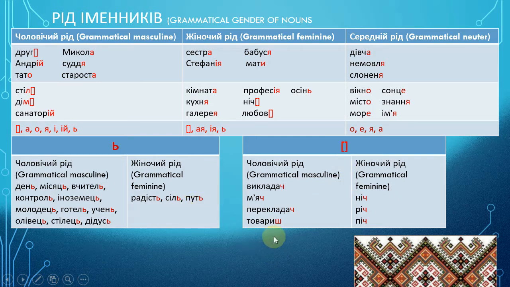And no ending. Grammatical masculine. Just remember these words: викладач, a professor, м'яч, a ball, перекладач, a translator or an interpreter, товариш, something like a comrade, a friend. And grammatical feminine: ніч, night, піч, oven, and other similar words. So you see that it's quite complicated. It's just the things that you should memorize.